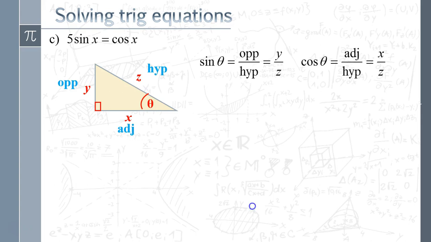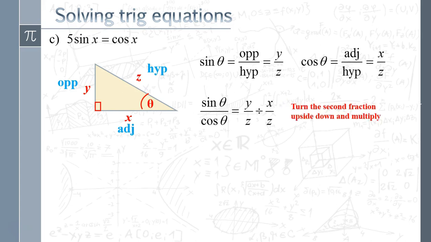Right, now what I'm going to do is just take sine and divide it by cos. So sine theta divided by cos theta, which I'm going to write out in terms of these things here. So that is y over z divided by x over z, and you should know that in order to divide a fraction, you've just got to flip it upside down and change it into a multiply. So let's do that. There we go.